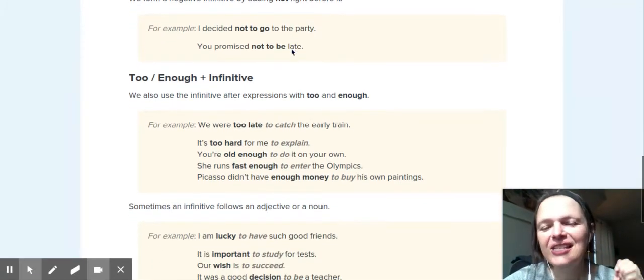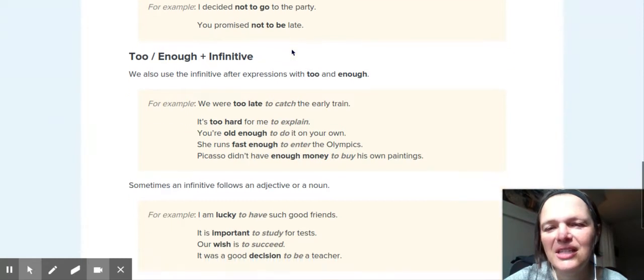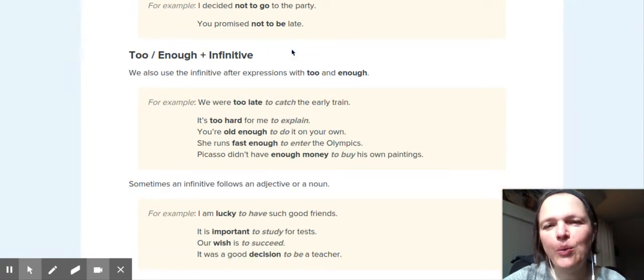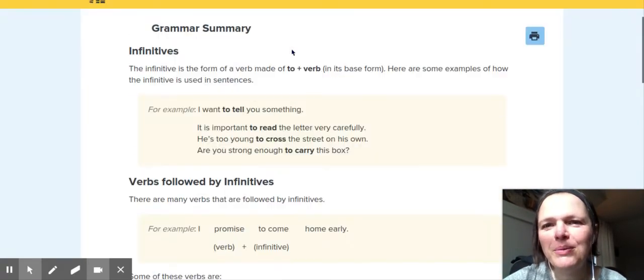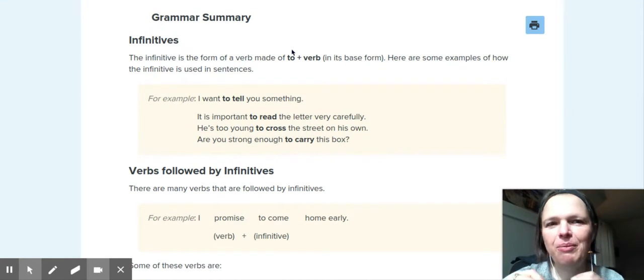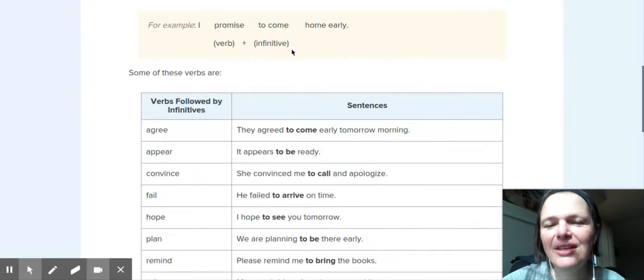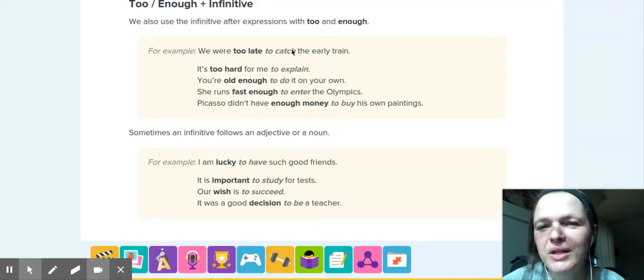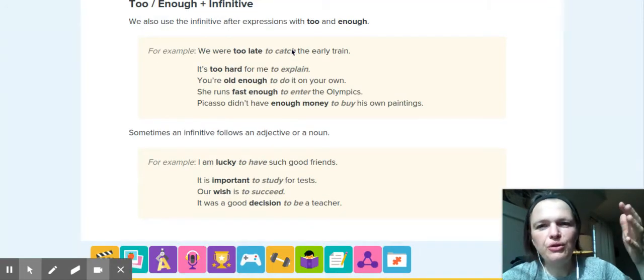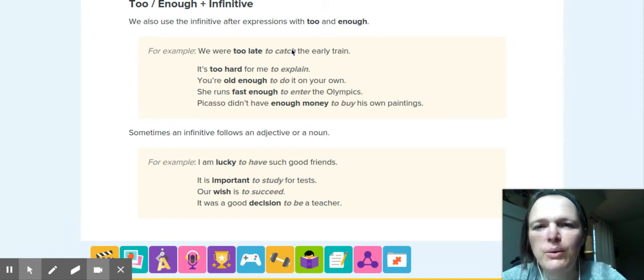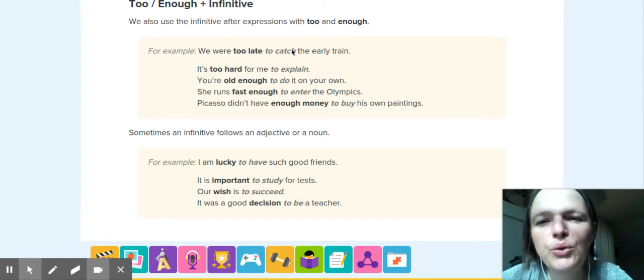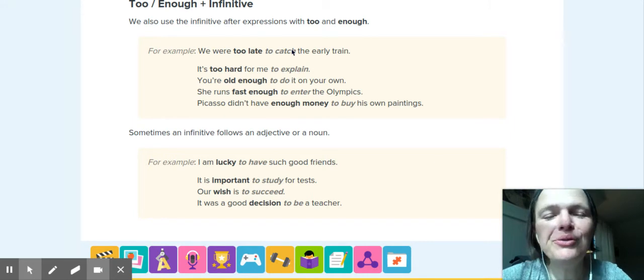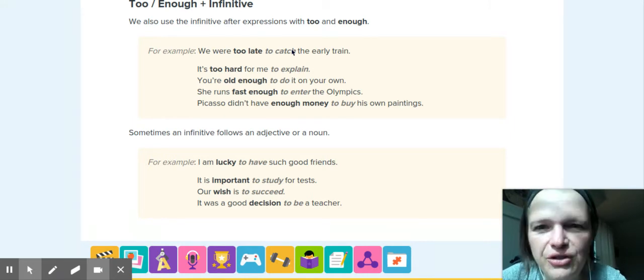Okay. Second part of the lesson, this infinitives lesson. Again, go back up to the top, it is saying to plus the verb. That's the infinitive, and this is how you use it in English. You can also say too, which means like too much or too many. You could say it with, it is hard for me to explain. It's too hard for me to explain. We're too late to catch an early train.